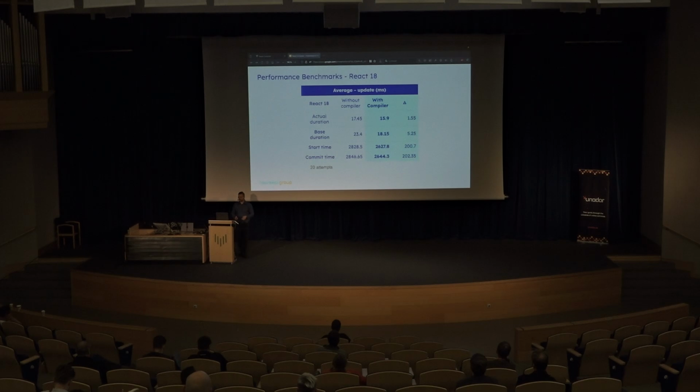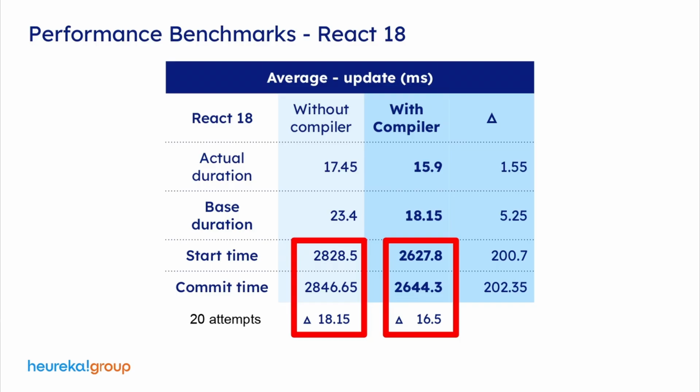And this is the update, the average again. With the compiler, it's about 16 milliseconds. So all of these metrics, again, are better with the compiler than without the compiler. And again, there are calculated deltas, the differences between them, and again, 20 attempts. You can see here that even the difference between the start time and commit time is better with the compiler. It's faster by about 200 milliseconds. It has started earlier and finished earlier.